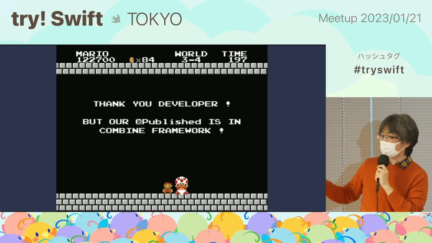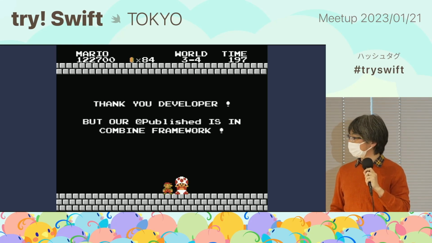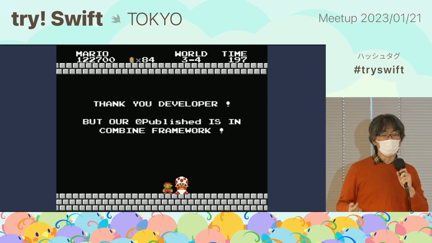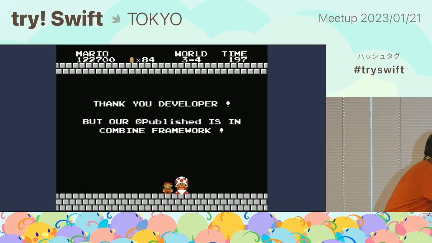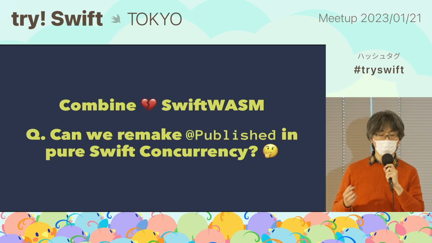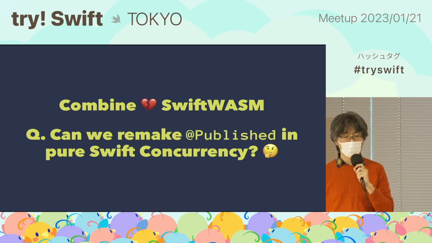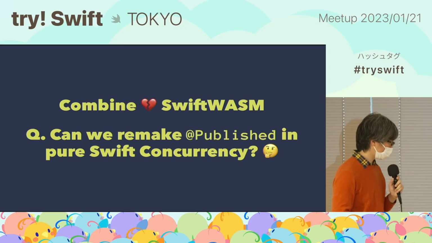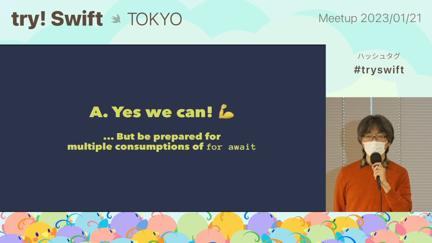Actually, our @Published is in another castle called Combine framework. So we cannot say we just migrated to Swift concurrency, easy. The game is not over yet. Since Combine cannot be used in the GoodNotes Swift version project, we have to make this @Published useful only for Swift concurrency. How can we do that? Actually, we should ask, can we do that? And the answer is yes.